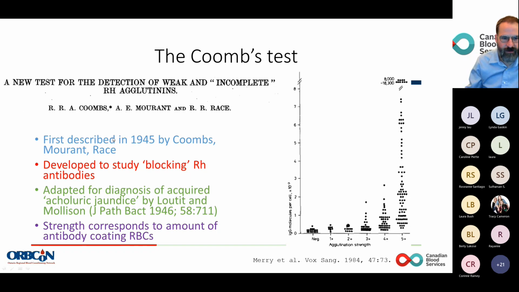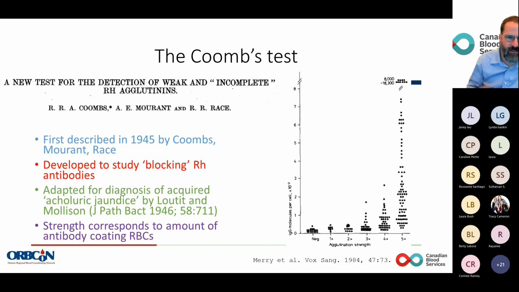And it was developed not with the intention of diagnosing autoimmune hemolytic anemia, but actually to try and solve this problem that they were noticing with these blocking Rh antibodies, and to try and understand whether some serologic issues they were seeing with Rh antibodies was due to Rh antibodies binding but not causing agglutination. That's what these blocking antibodies were called.